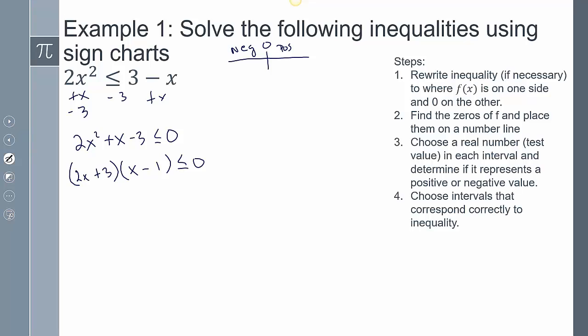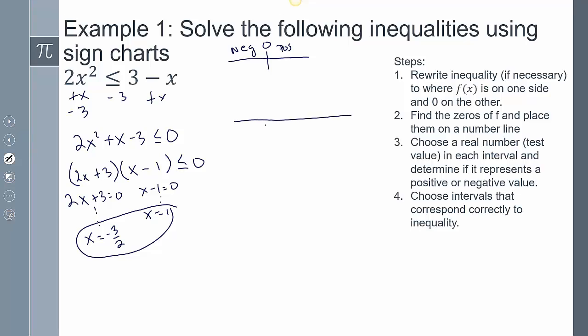And so solving for this, if I set each of these equal to 0 and solve, I'm going to get x equals 1 and x equals negative 3 halves. So I just need those zeros. Now that I have those zeros, I can put them on a number line. So I have negative 3 halves here, and I have positive 1 here. Because this is equal to, I know it could also equal the value, so that's why I'm going to represent this with a closed circle.